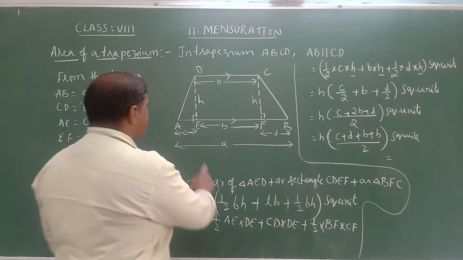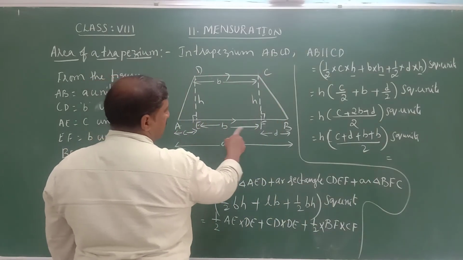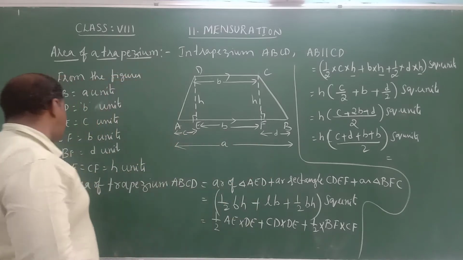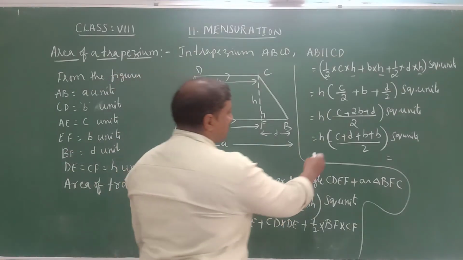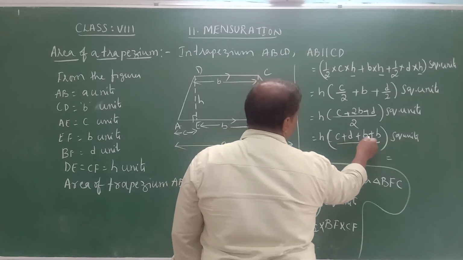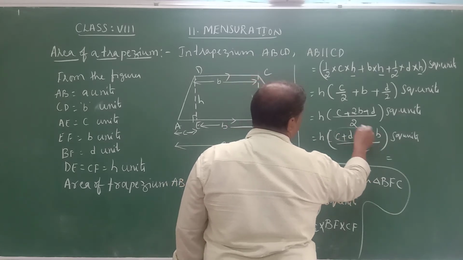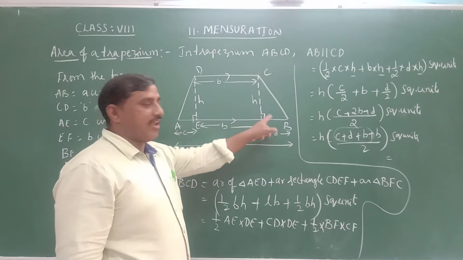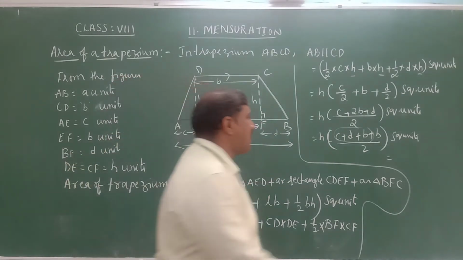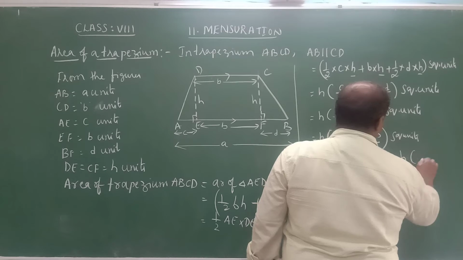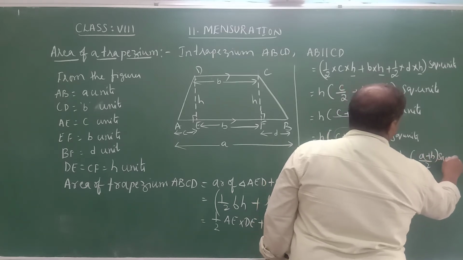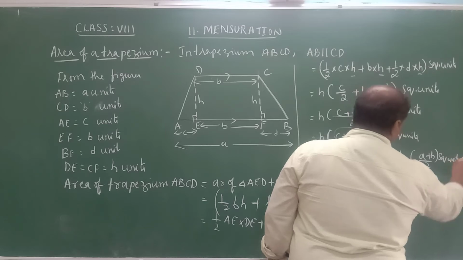Now what is it? C plus B plus D. Length of C plus B plus D is equal to what? It is the total length of AB. Total length of AB, that is A. That is H into A plus B by 2 square units. Now by taking what?